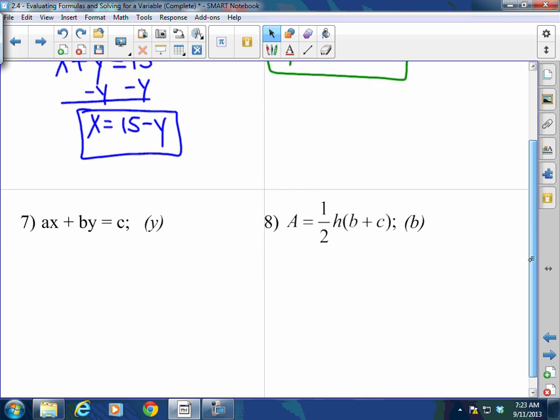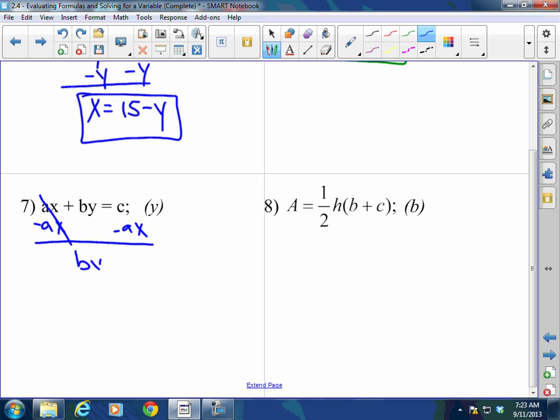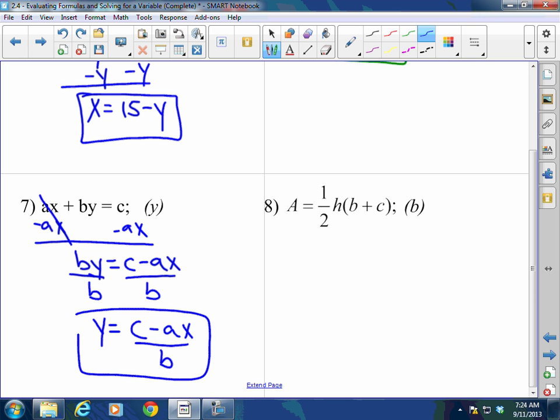Okay, number 7. ax plus by equals c. I want to solve for y. Again, it's a two-step equation. I got this ax that's being added to the by, so let's subtract this ax to both sides. Those cancel. I got by equals c minus ax. I want to solve for y. B is being multiplied to y, so let's divide b to both sides. And y equals c minus ax over b. Done.